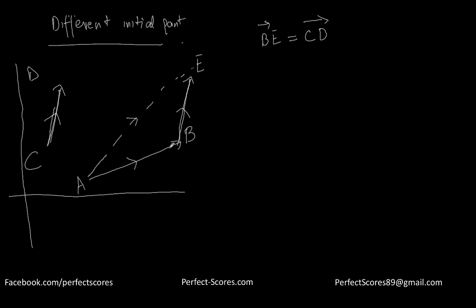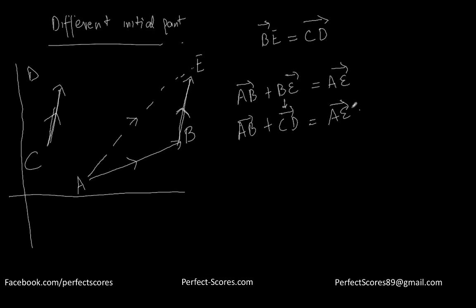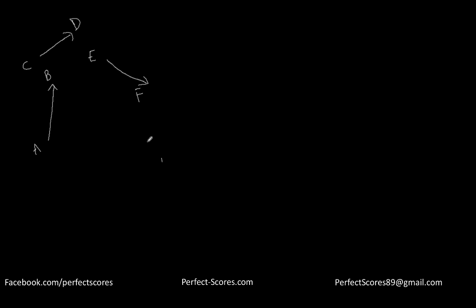If I apply force in this direction, and in this direction, the overall direction would be this direction. So I can say that vector AB plus vector BE is equal to vector AE. I can also say that vector AB plus vector CD, which is equivalent to BE, is equal to vector AE. I hope you're able to understand this point over here, guys.